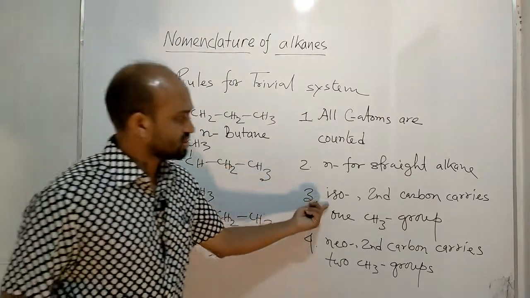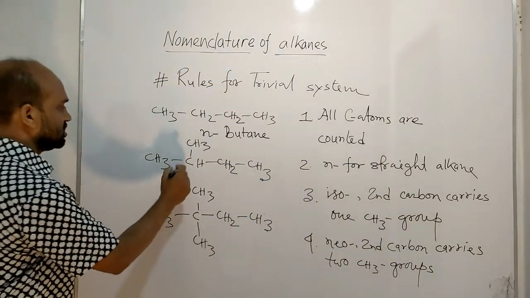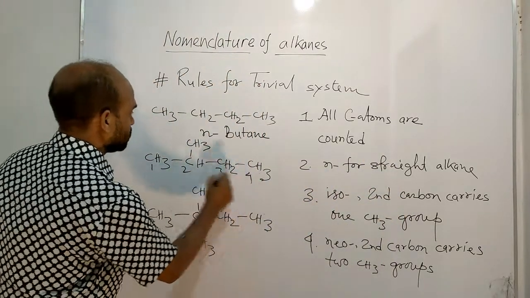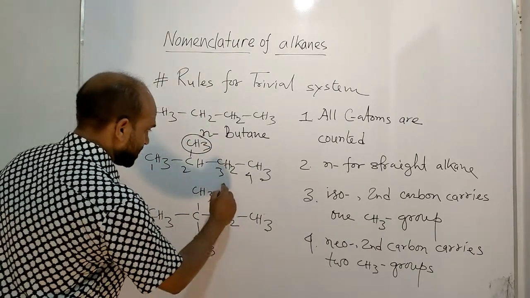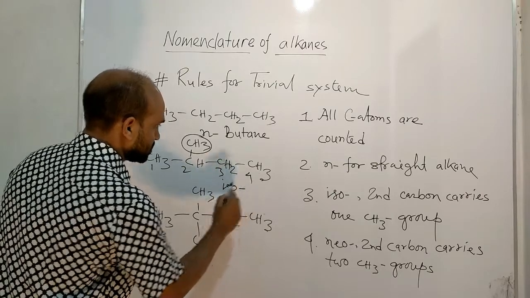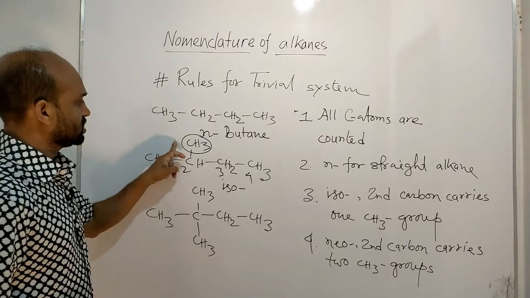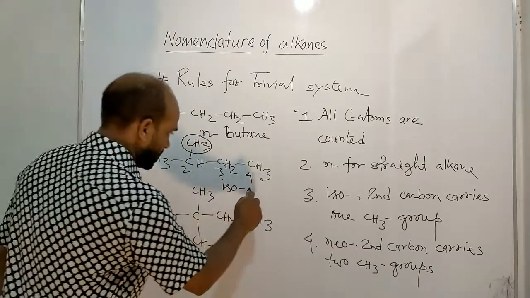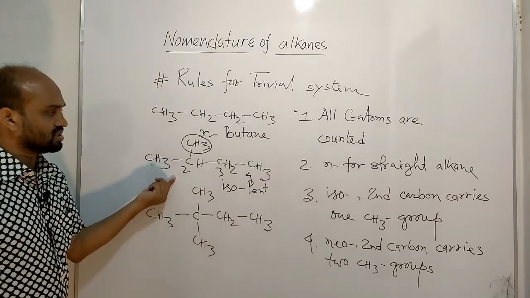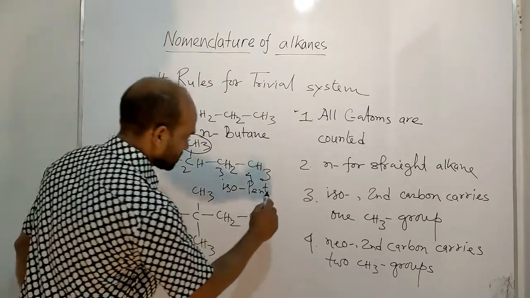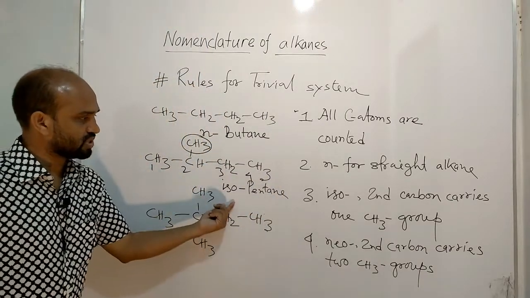And when is iso used? If the second carbon carries one methyl group, here we see 1, 2, 3, 4, the second carbon carries one methyl group, then what is used? Iso. Iso is used here, and all the carbon atoms are counted. 1, 2, 3, 4, 5. So the name of this compound is isopent, since it is an alkane, and what is the suffix here? Ane. So its name is isopentane.